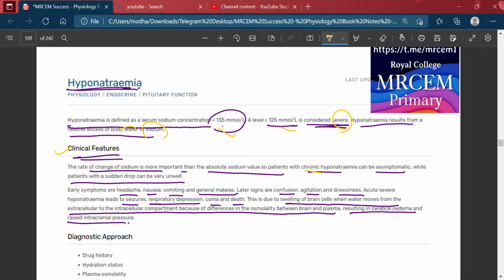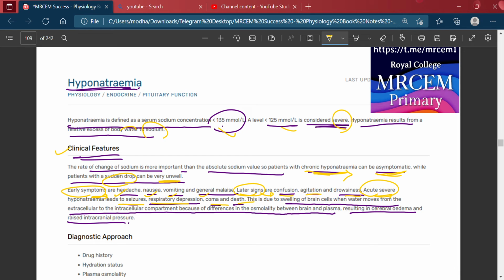Chronic hyponatremia can be asymptomatic, while a patient having a sudden drop is very unwell. Early symptoms are headache, nausea, vomiting, and general malaise. The later signs are confusion, agitation, and drowsiness. And acute severe hyponatremia will have seizure, respiratory depression, coma, and may lead to death.